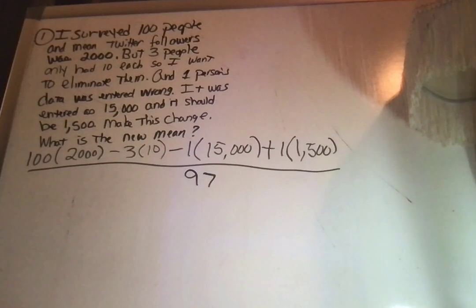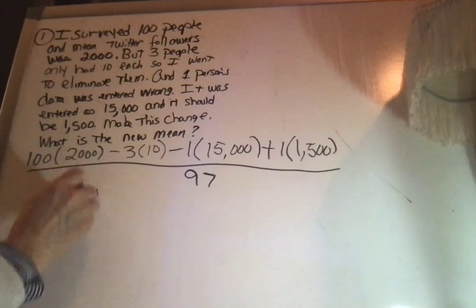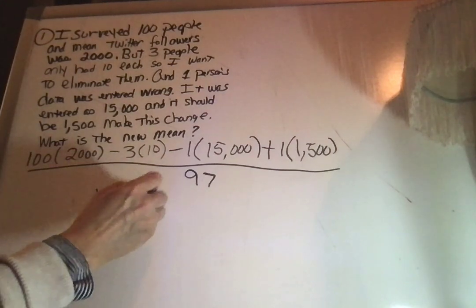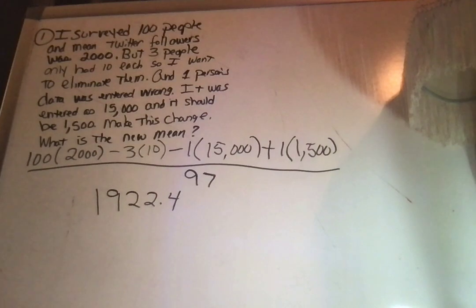And take the time to carefully put that into your calculator. You should get 1922.4. Okay. And I forgot to get something. Here we go. All right, so I'm going to erase. Pause me if you don't want me to erase.